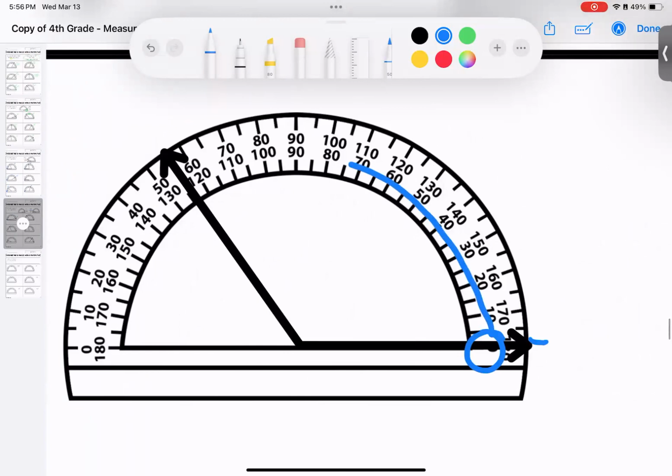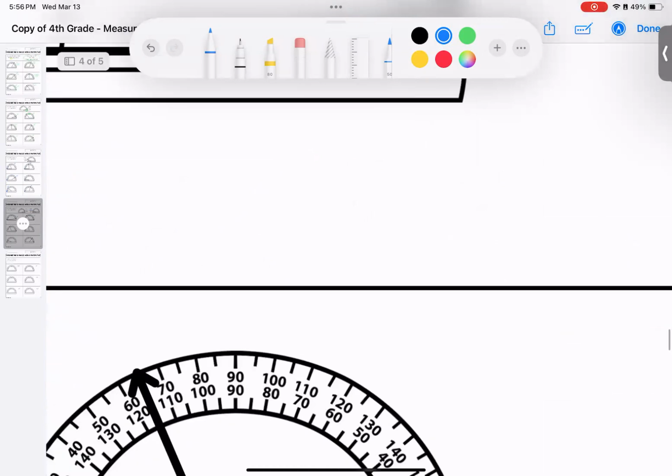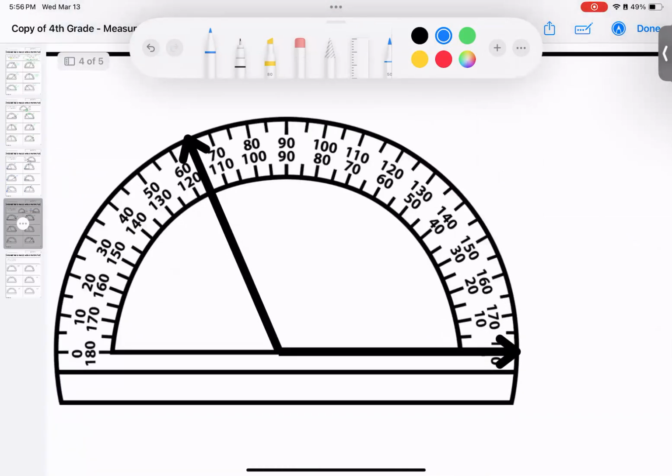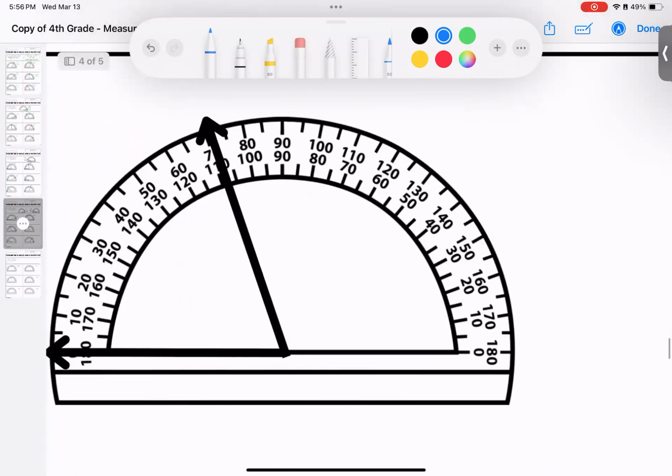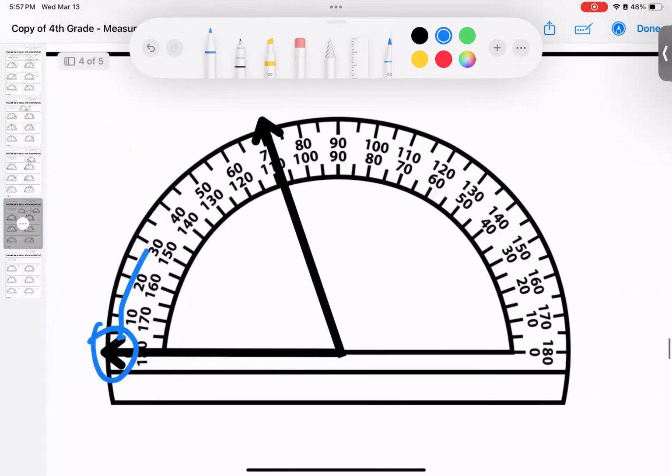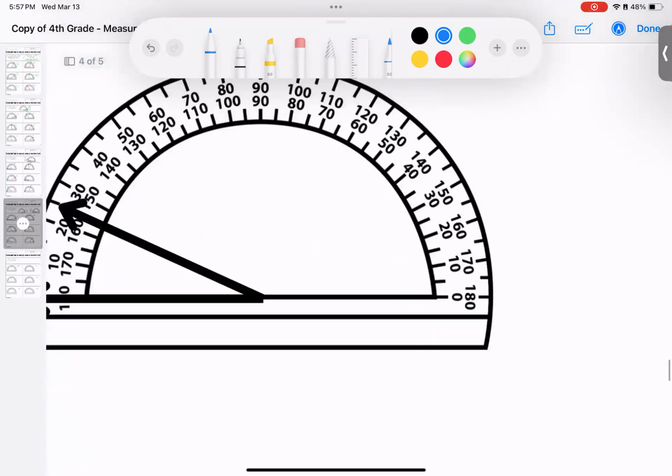Inside numbers, 125 degrees. Inside numbers, 115 degrees. I'm past 110, not yet to 120. Outside numbers, follow it out to 70 degrees.